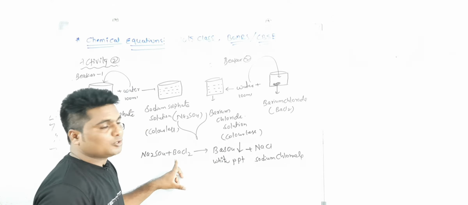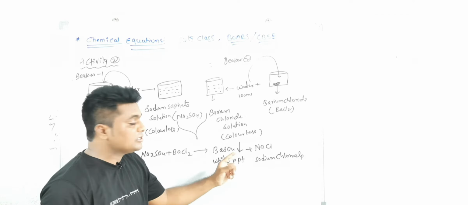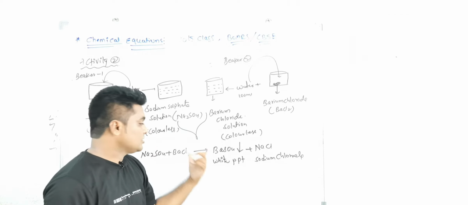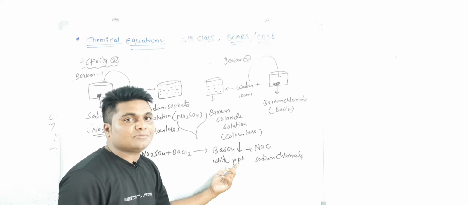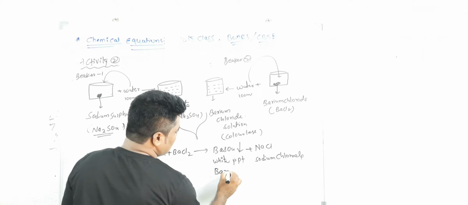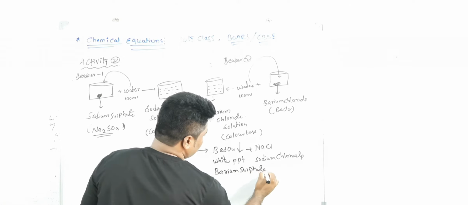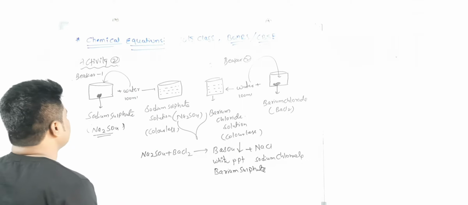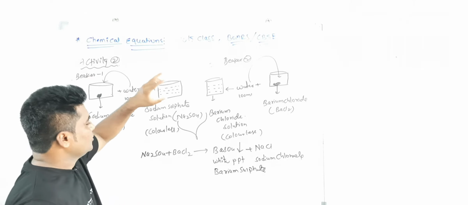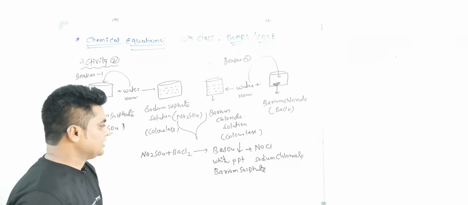Then barium chloride and sodium sulfate, now this is the chemical reaction that takes place. The color of the solution is changed. You are getting barium sulfate. What is the name of this compound? This is called barium sulfate. So when sodium sulfate solution is mixed with barium chloride, you get barium sulfate white precipitate.